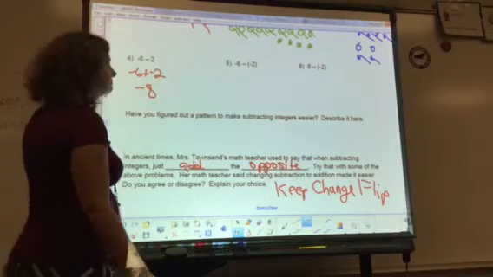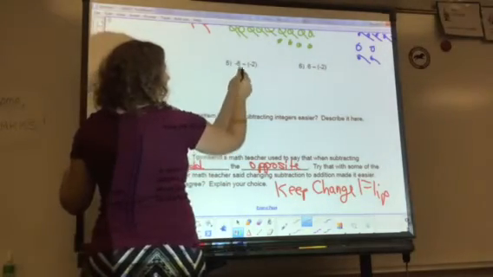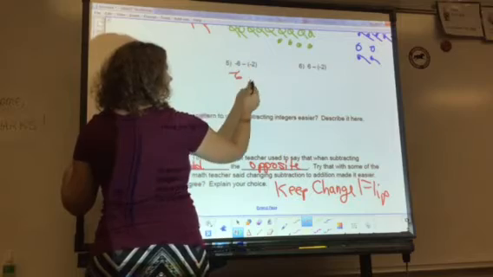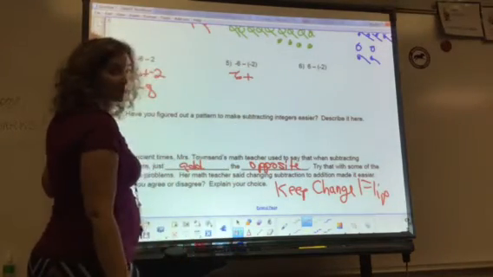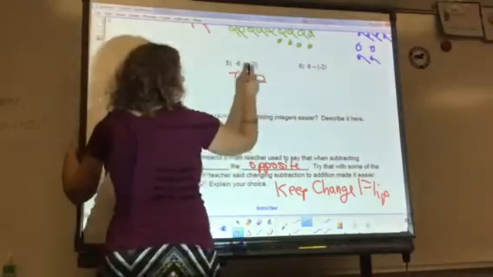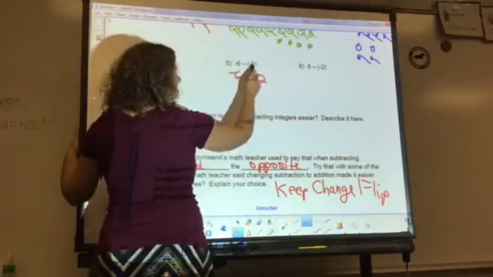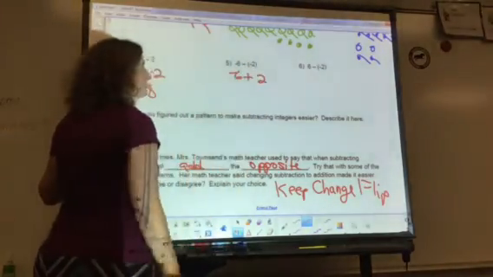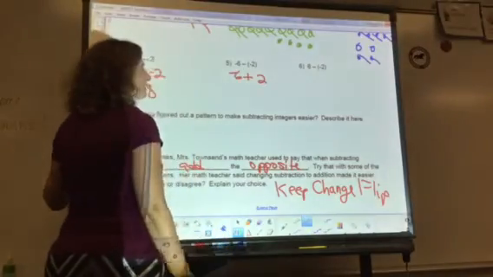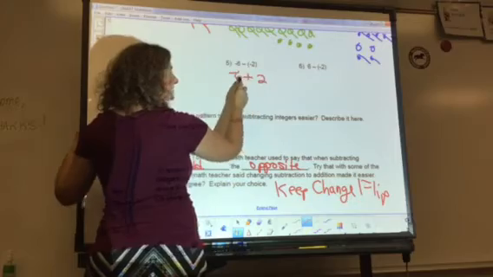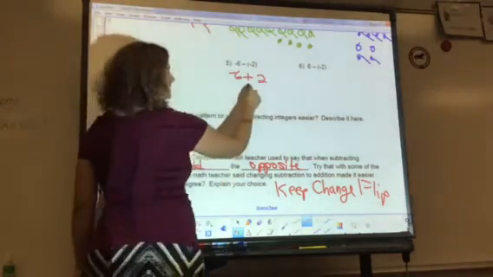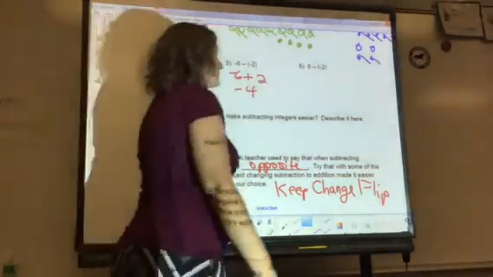Next. Negative 6, I keep it the same. Minus becomes plus. What's the opposite of negative 2? Positive 2. Keep it, change it into addition, and then get the opposite of the other number, or flip the sign if you want to think of it that way. Negative 6 plus 2. Remember, 2 of the positives are canceling out 2 of the negatives, and that leaves you 4 negatives. So negative 4.